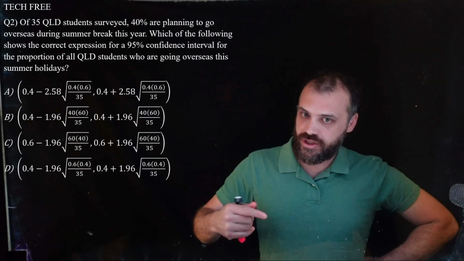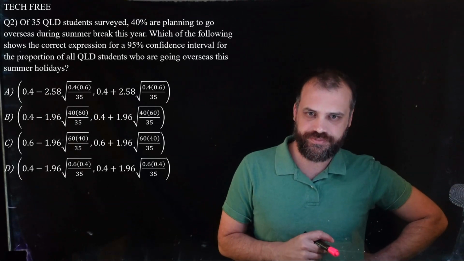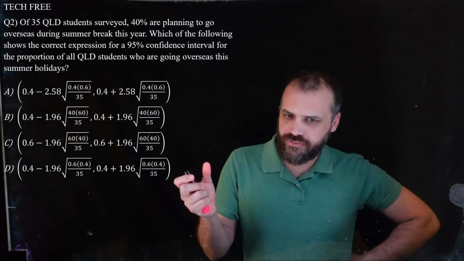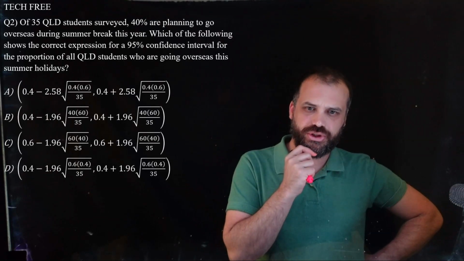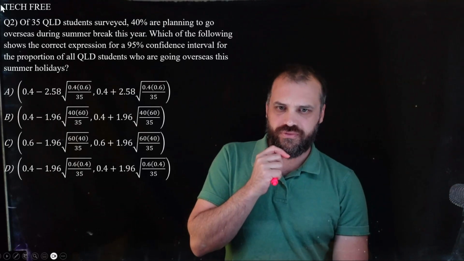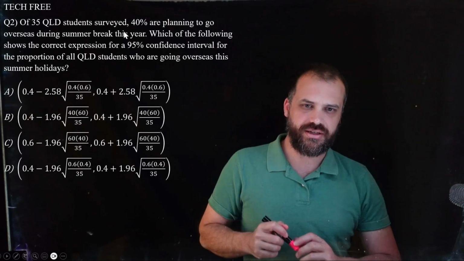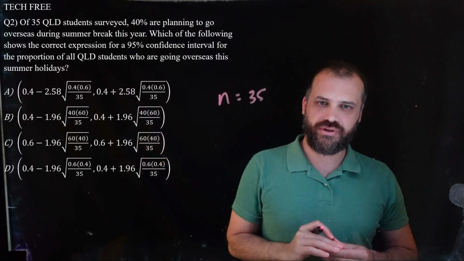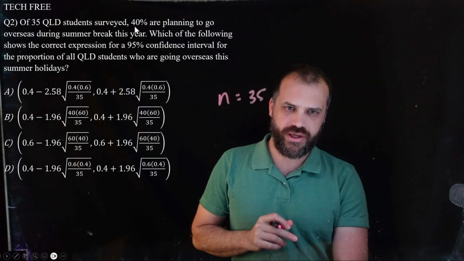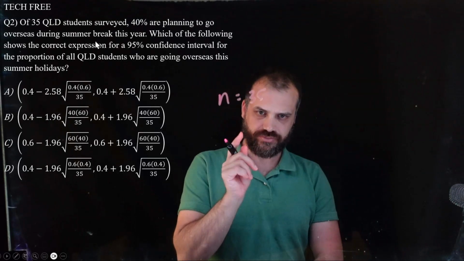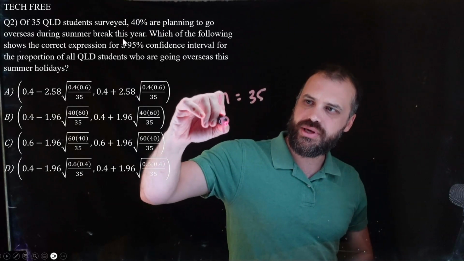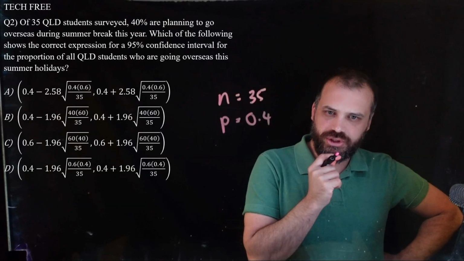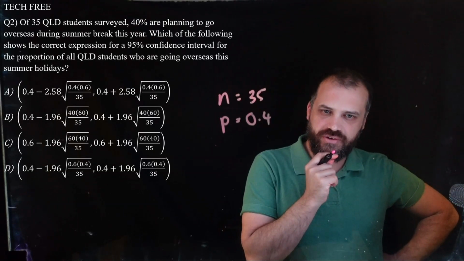Pause the video, try the question yourself, and then I'm going to get stuck into it. So what have we got here? We've got some sort of confidence interval for a sample proportion. I can see 35 Queensland students surveyed. Good idea to write down some facts here. I've got n equals 35. 40% are planning to go overseas during summer break, so p is 0.4. And which of the following shows the correct expression for a 95% confidence interval?